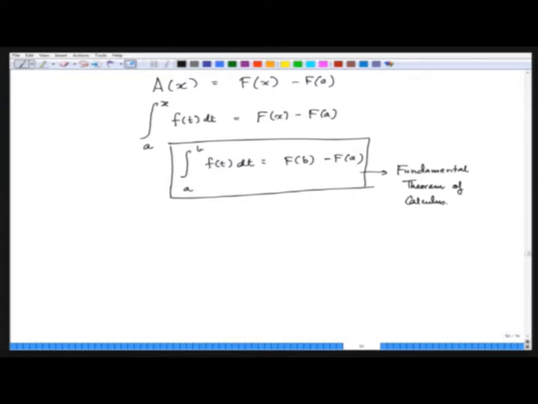Now, what about if I take a function which also takes negative values, like y equal to sin x?